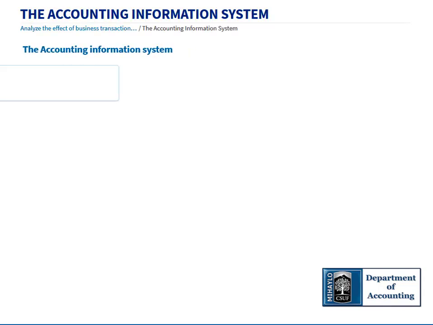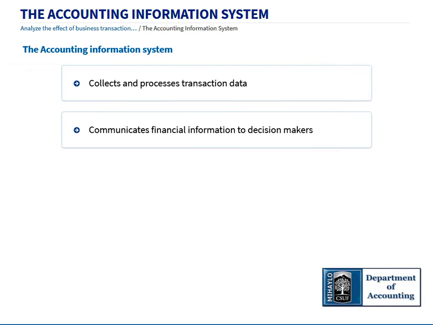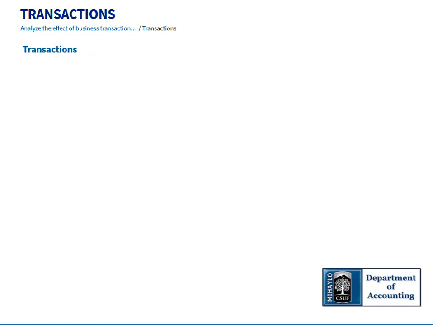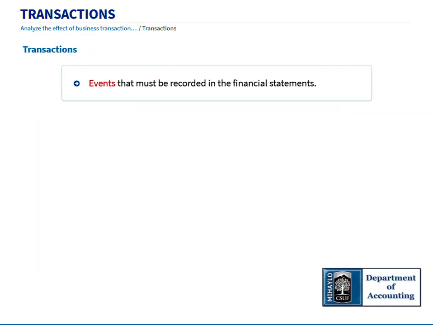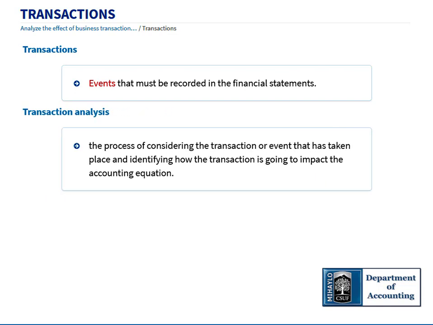The system of collecting and processing transaction data and communicating financial information to decision makers is known as the Accounting Information System. To use an accounting information system, you need to know which economic events to recognize. We call economic events that require recording in the financial records accounting transactions. Transaction analysis identifies how a transaction impacts the accounting equation.